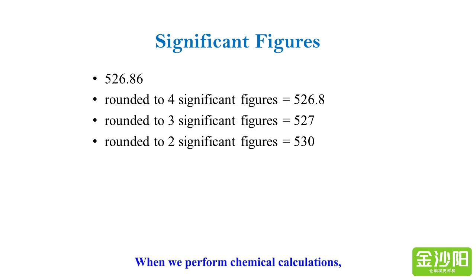When we perform chemical calculations, it is important that we give the answer to the number of significant figures that fits with the data provided. The examples show the number 526.84 rounded to varying numbers of significant figures. When you are writing an answer to a calculation, the answer should be to the same number of significant figures as the least number of significant figures in the data.